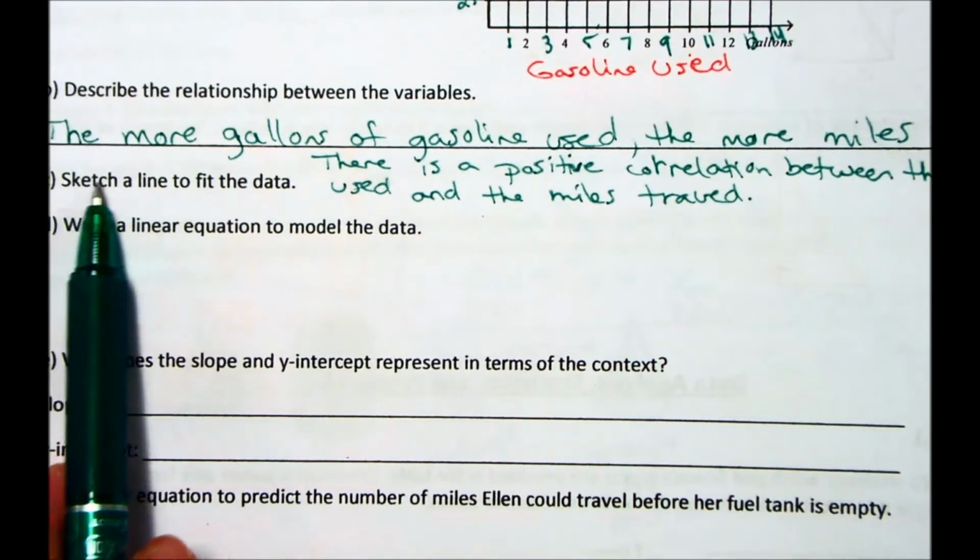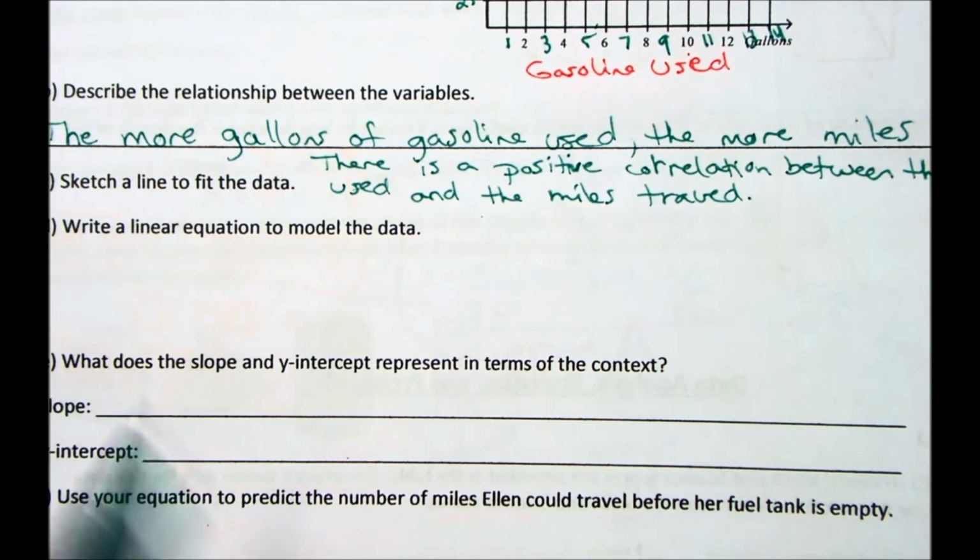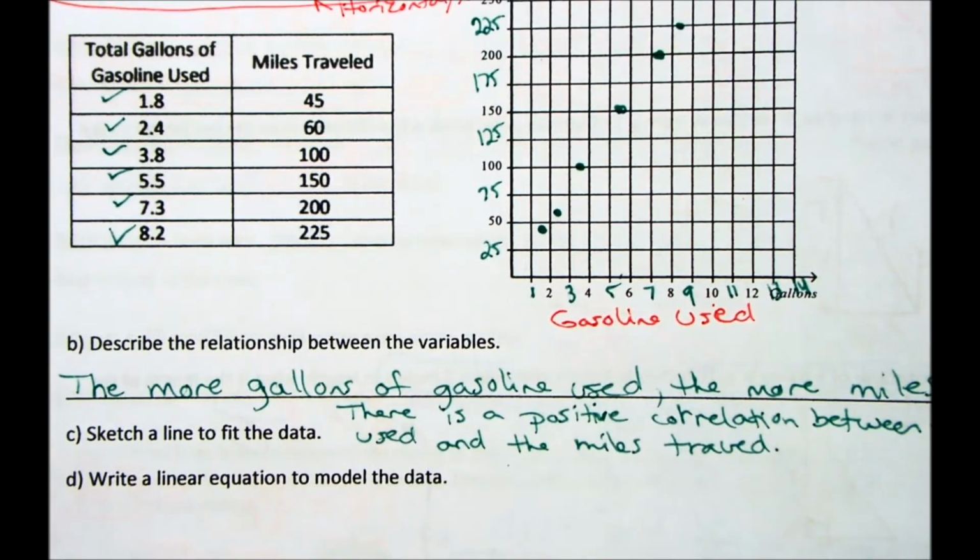In the next part, they're asking us to sketch a line to fit the data. So without a graphing calculator, you're not going to be able to do the best fit line, but you're going to want to get a ruler. So give me a minute to get a ruler.